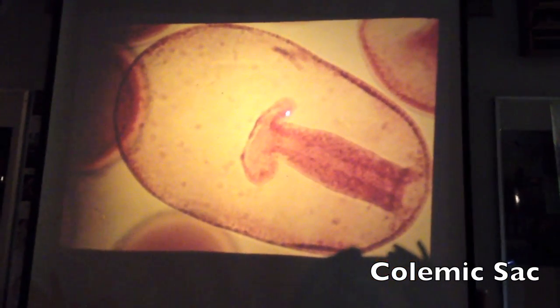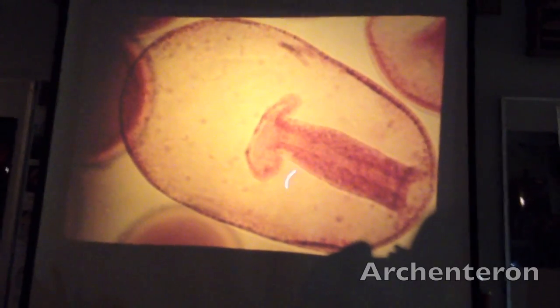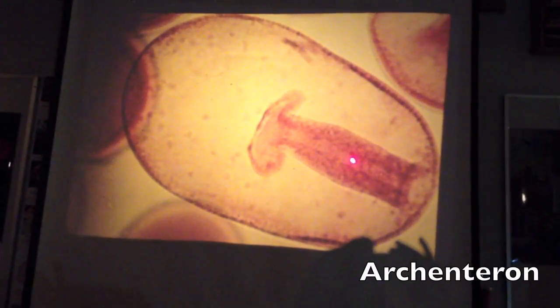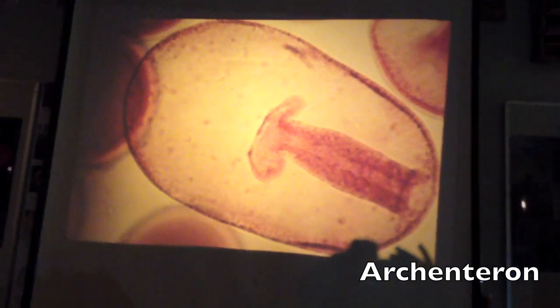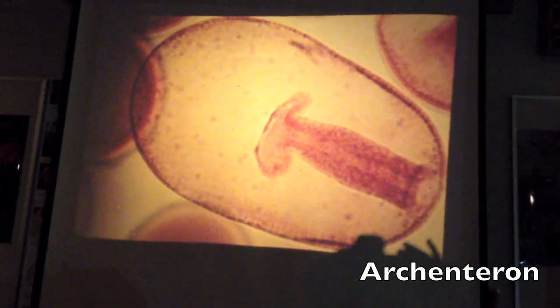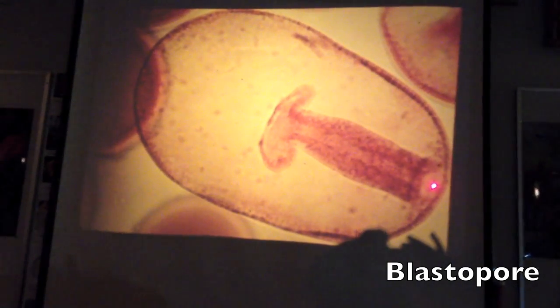Yeah, coelomic vesicle or coelomic pouch. This space here? Archenteron. Ancient gut. The opening here? I know you know that. Blastopore. Right. And then this space here? Blastocoel. Okay.